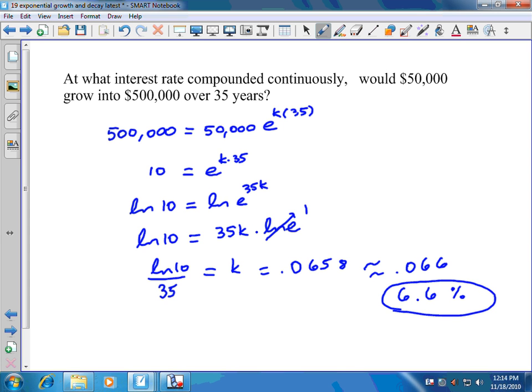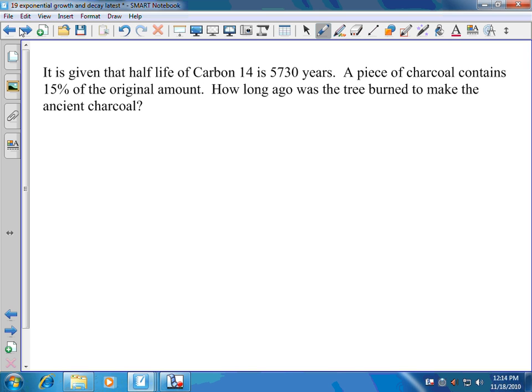Okay, let's do another example. I'd like to do this one, the half-life problem. It is given that the half-life of carbon-14 is 5,730 years. A piece of charcoal contains 15% of the original amount. How long ago was a tree burned to make the ancient charcoal?